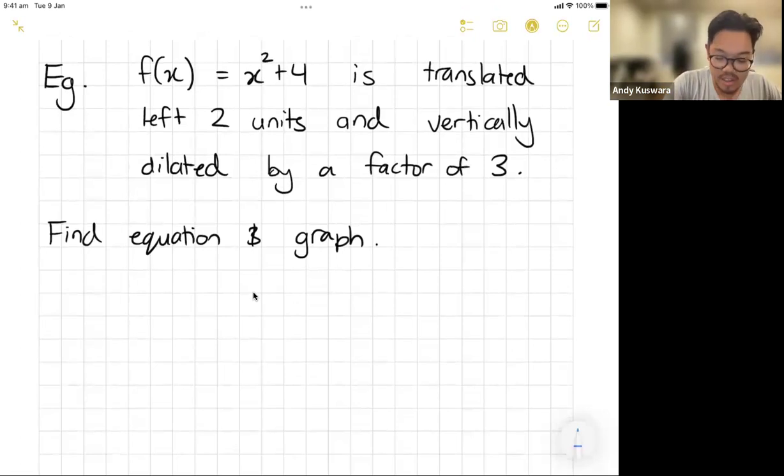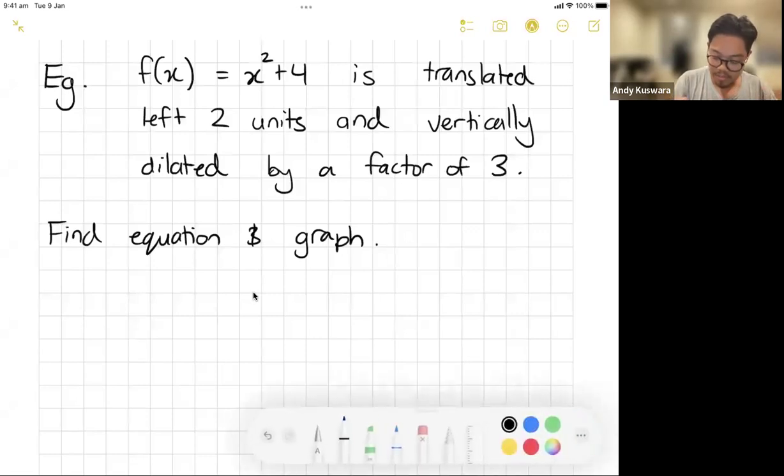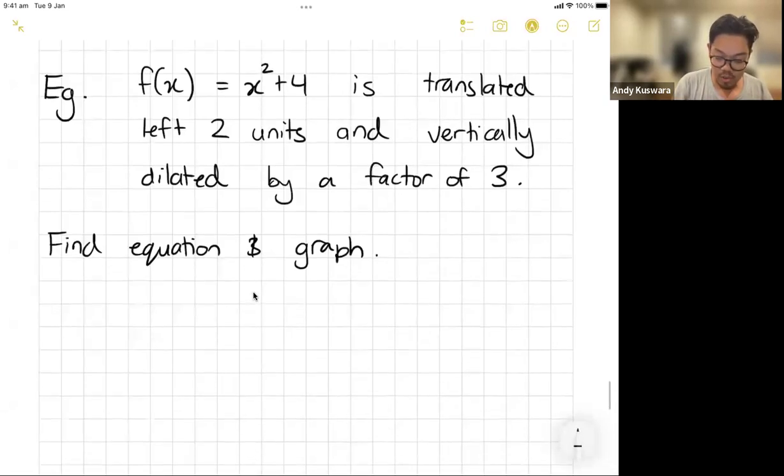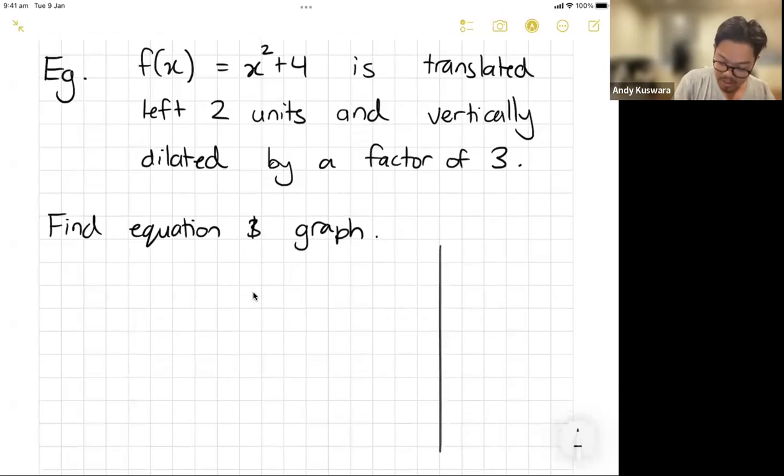We'll say f(x) equals x squared plus 4, and it's translated left 2 units and vertically dilated by a factor of 3. To find the equation and graph it, I can do either one of these. So I can move it left first because that's horizontal, and then we're dilating vertically. As long as they're not in the same direction, we can go either way. Now let's do this two ways. The first one would be to do it graphically. But then we're going to do it mathematically so we can be a bit more precise.